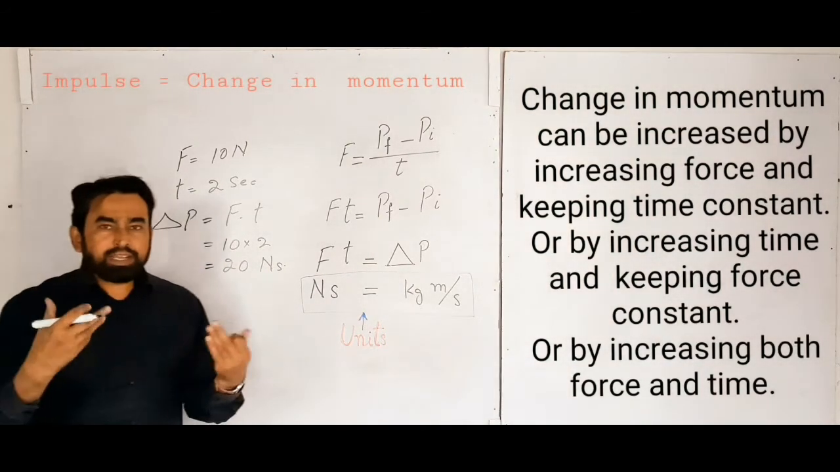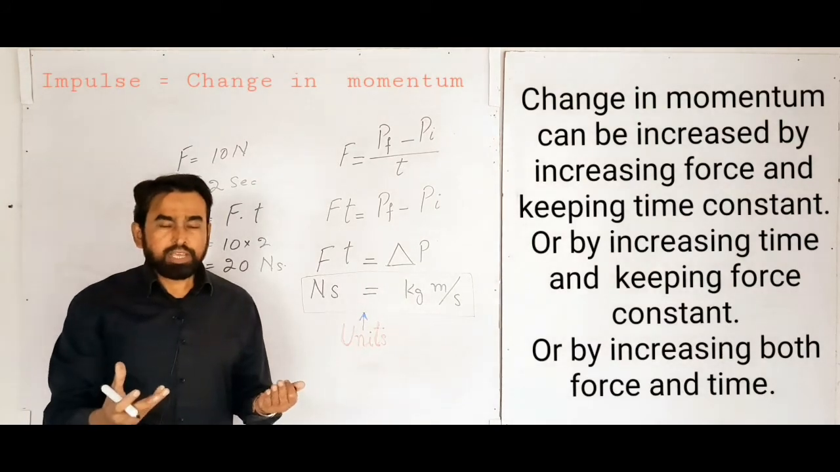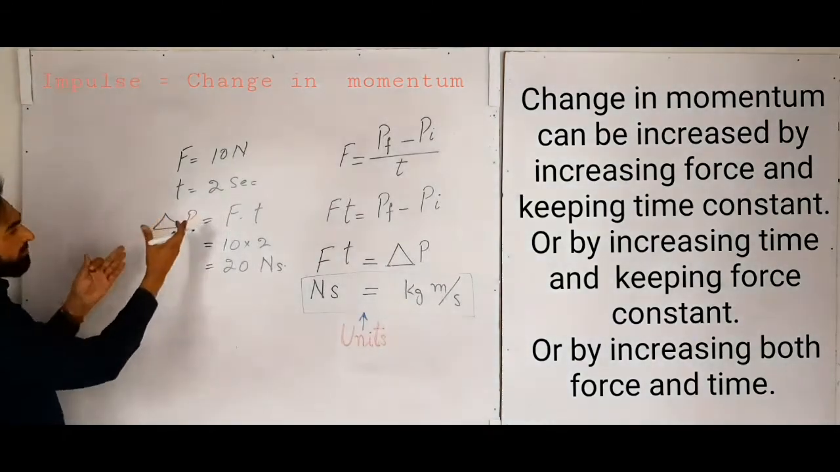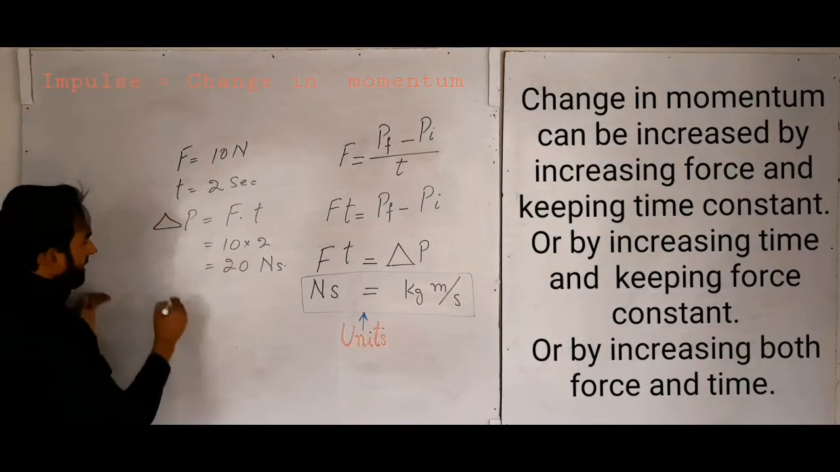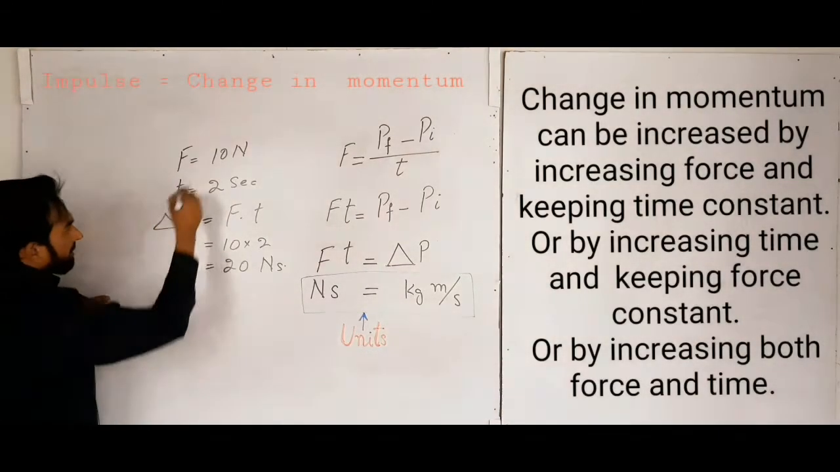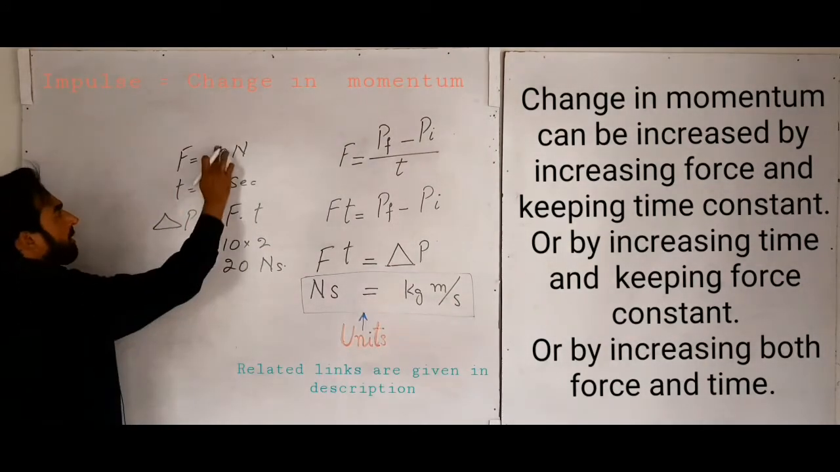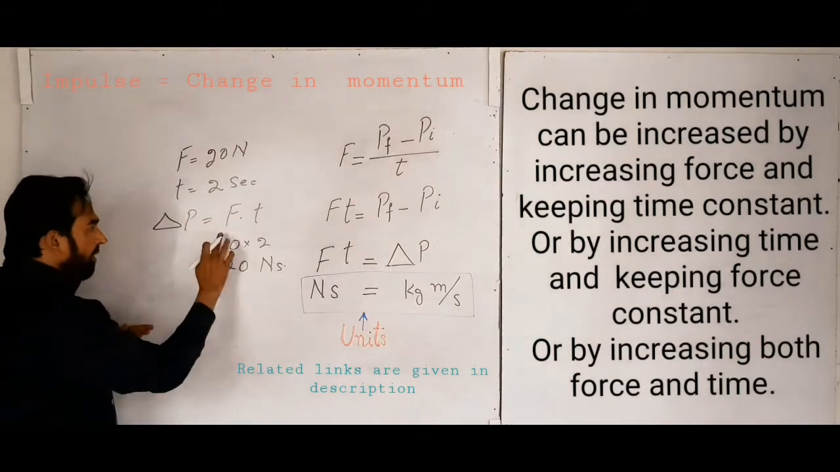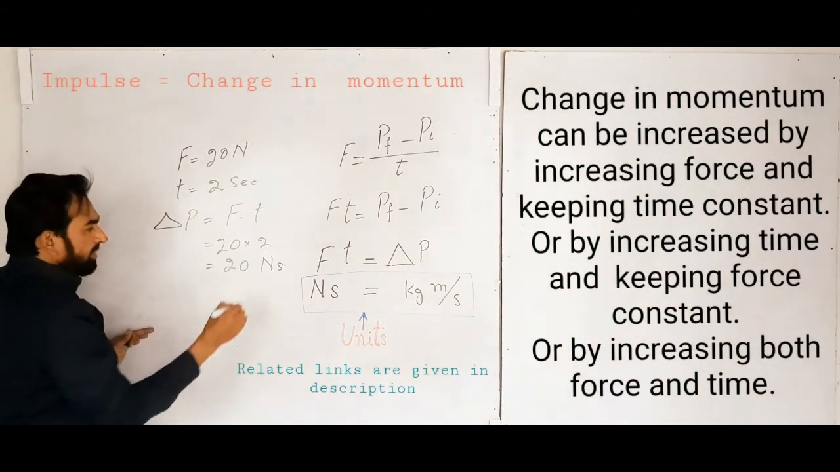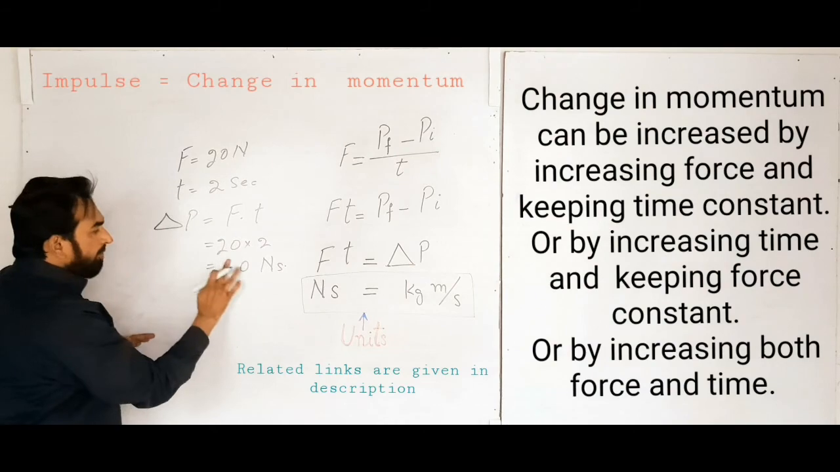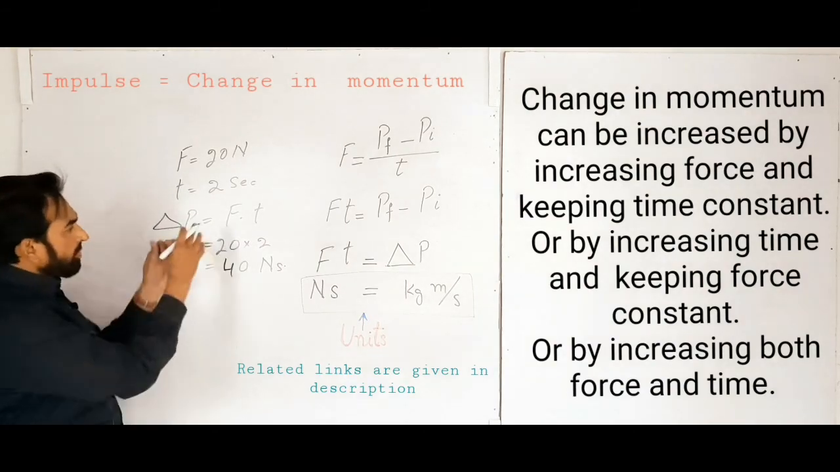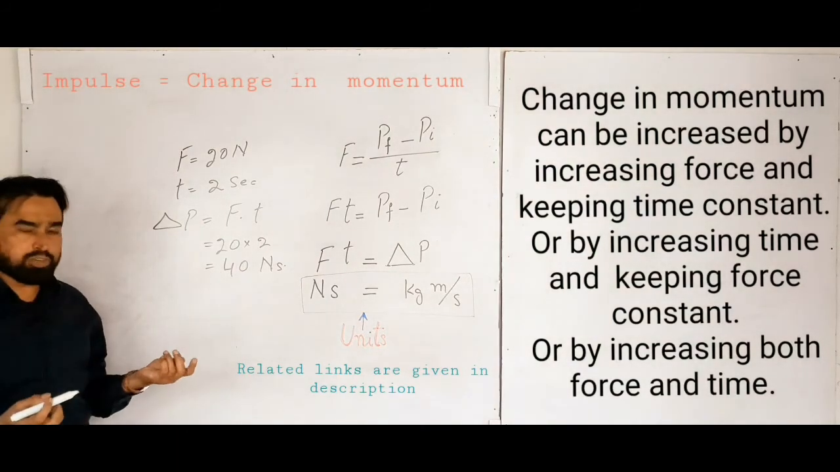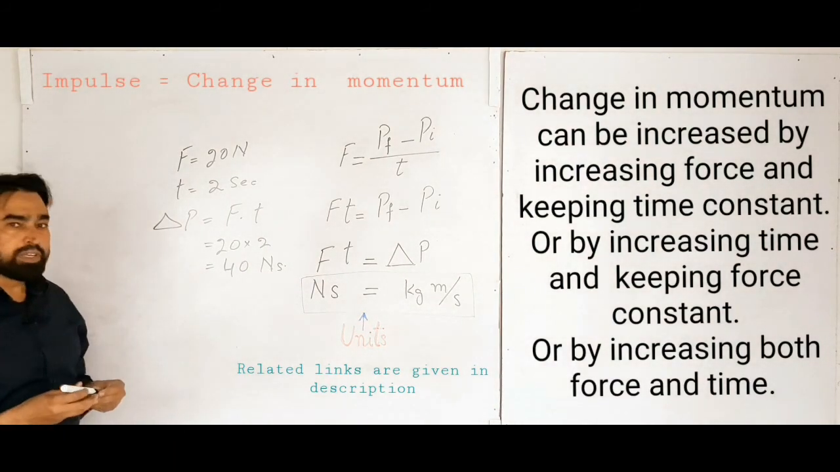If you want to increase the momentum of the body, I mean, if you want to increase the impulse of the body, and you want to keep the time constant, then you can increase the force. Now I am increasing the force. Here, instead of 10 Newton, I have increased the force to 20 Newton. Then obviously the force will be 20 Newton, and this answer will be 40 Newton second. So here you can see that by keeping the time constant, I have increased the change in momentum, which is 40 Newton second.